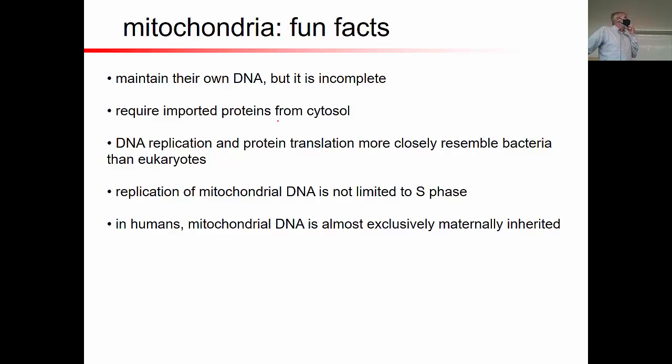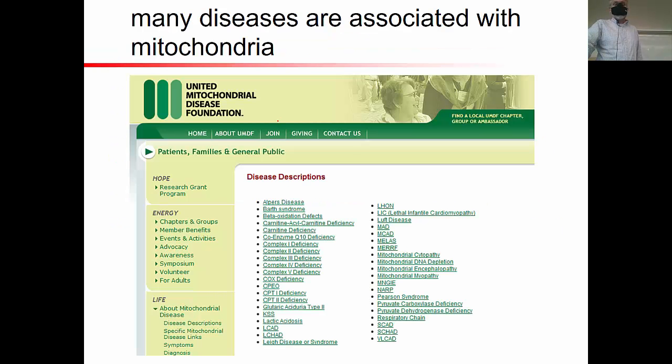In humans, mitochondrial DNA is almost exclusively maternally inherited. So if you're watching like a forensics show or something, often you'll see that they're sequencing mitochondrial DNA. That's because it's almost exclusively maternal, the DNA that's in there, that little genome. And so, kind of neat.